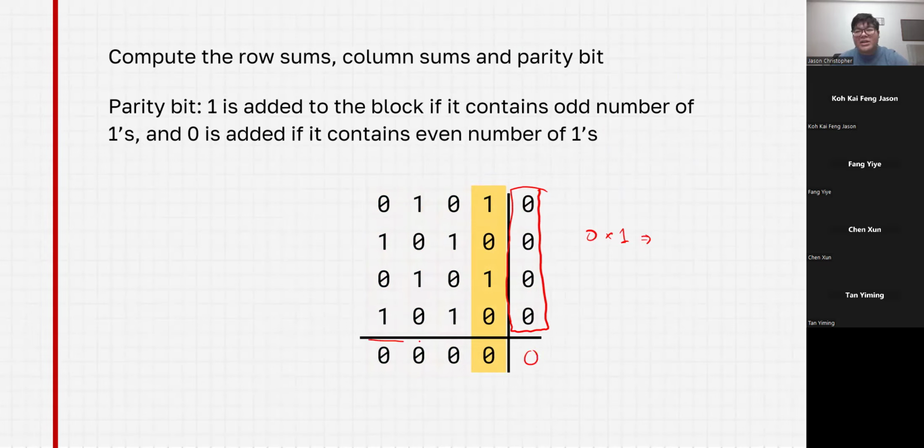Or you can also check through the row of the column parities here. This one also contains an even number of ones, so we just put 0 at the last corner. Okay, so that is how we compute the row sum and the column sum and also the final parity bit. Any questions?